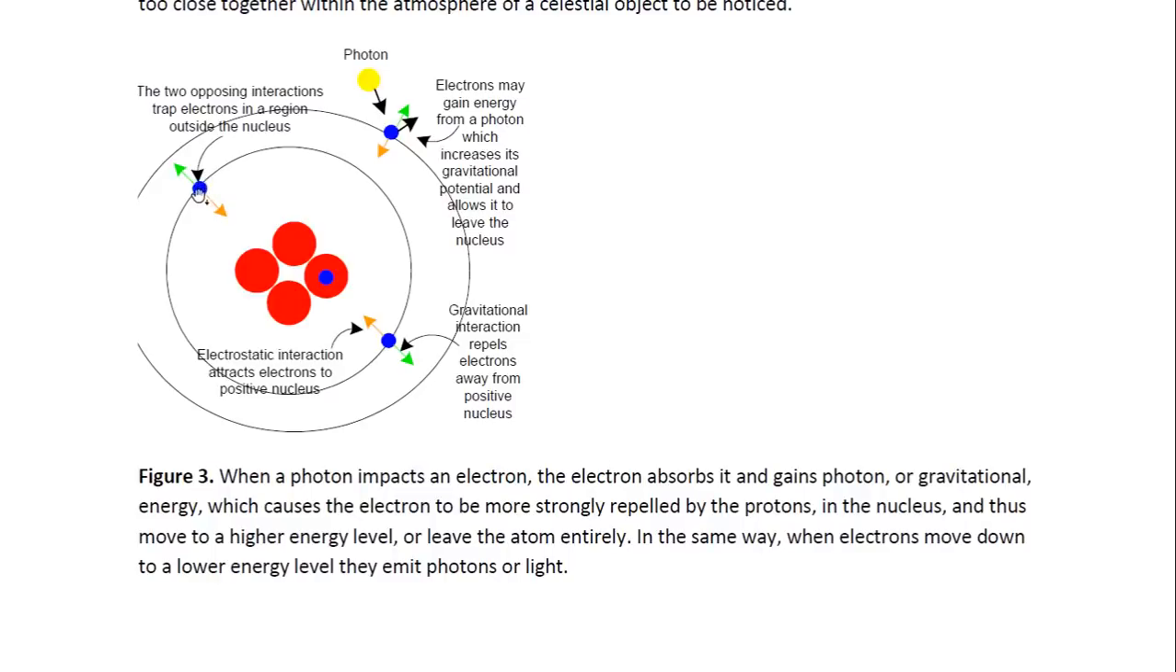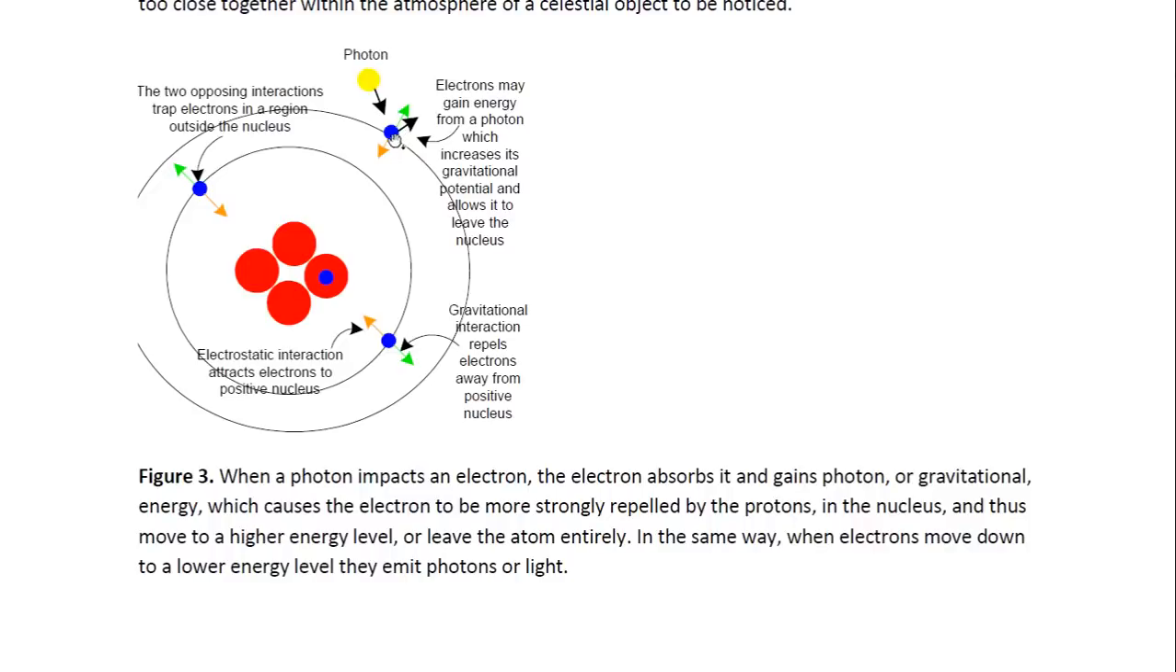So that means that the electron will stay in the region where the 2 forces are in equilibrium. And this is why it then orbits or moves in that region outside the nucleus. We see the 2 arrows should be about the same length because these are 2 forces in equilibrium.